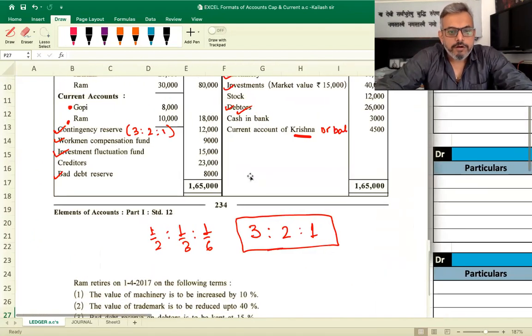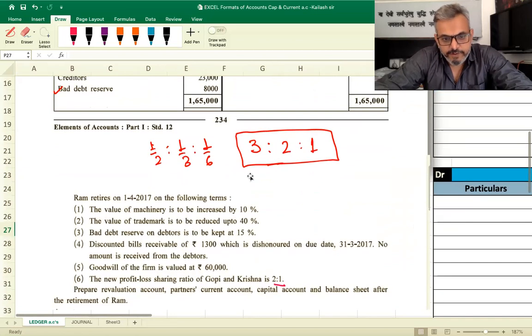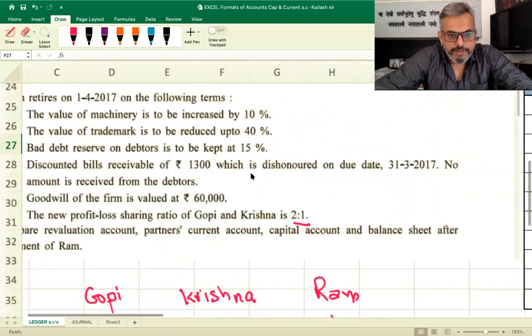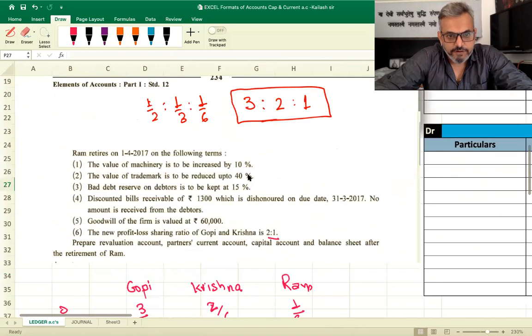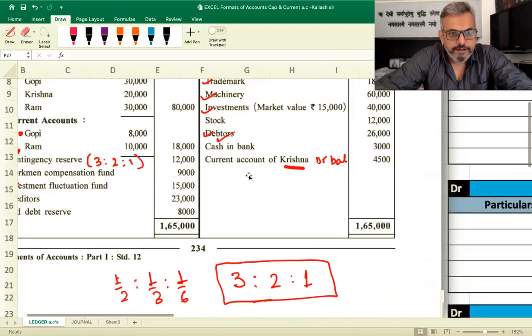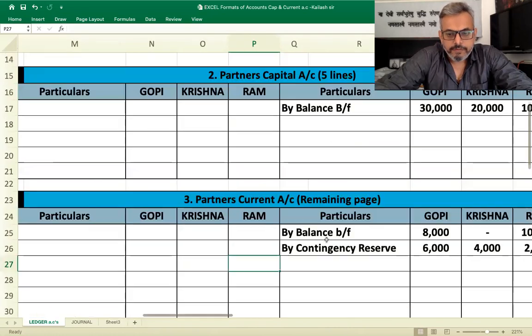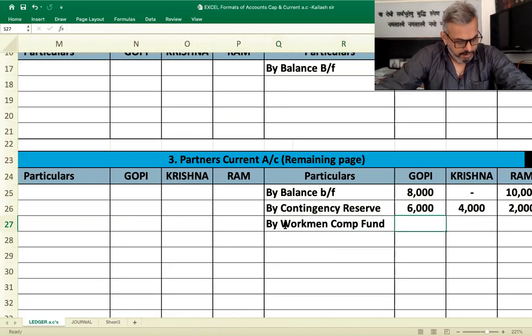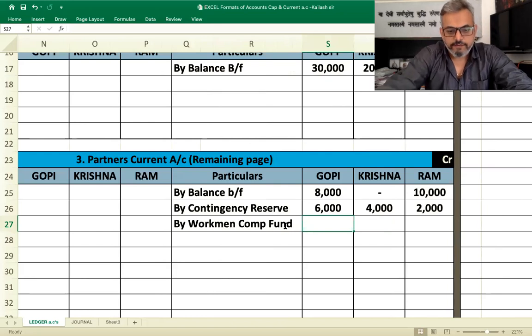Next, workmen compensation fund. Is there any adjustment given for workmen compensation? Look at the adjustments. No adjustments are given for workmen compensation. So complete will be distributed between partners. So by workmen compensation fund, amount is 9,000, 3:2:1. So 4,500, 3,000, and 1,500.